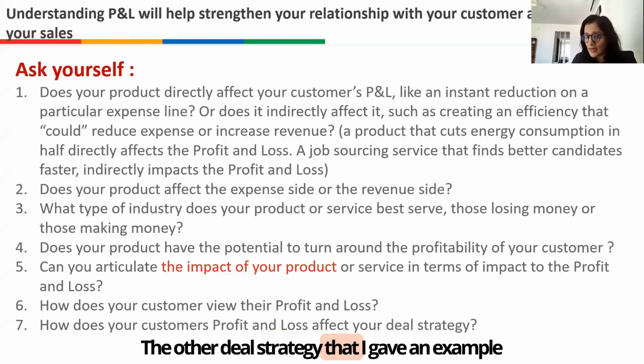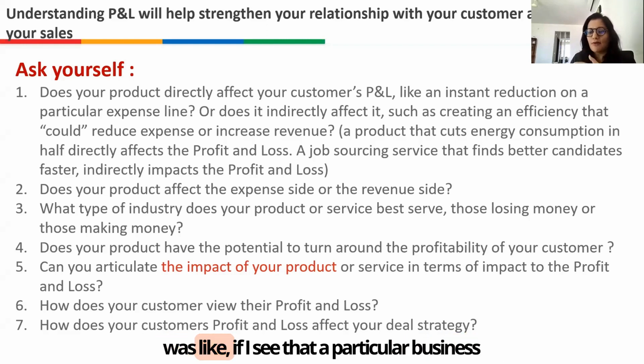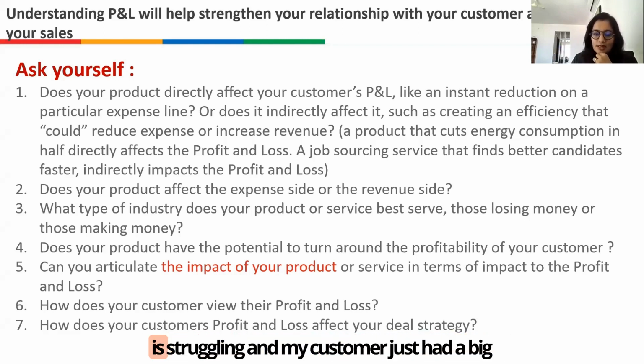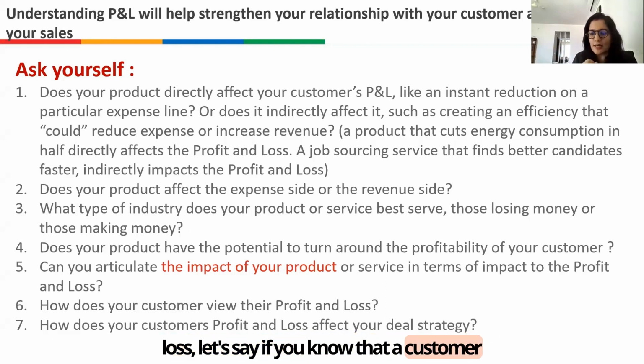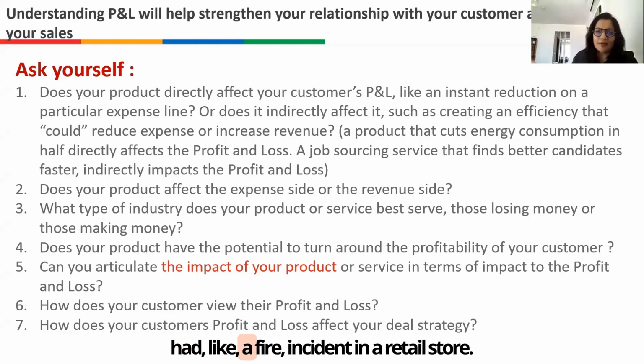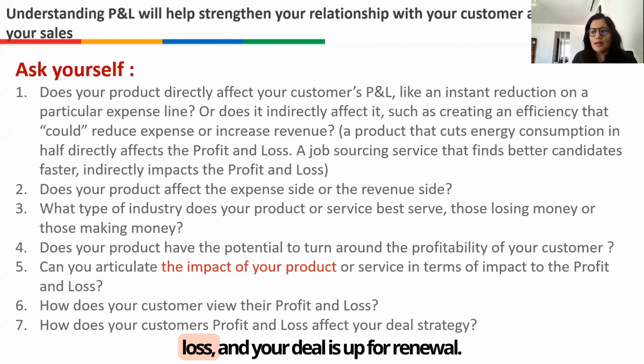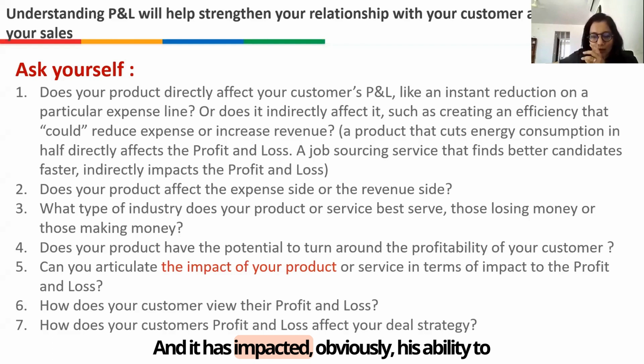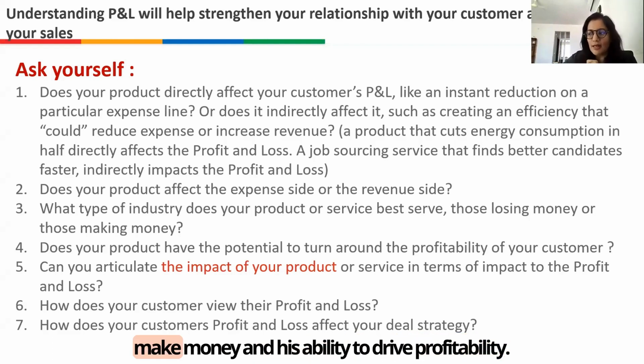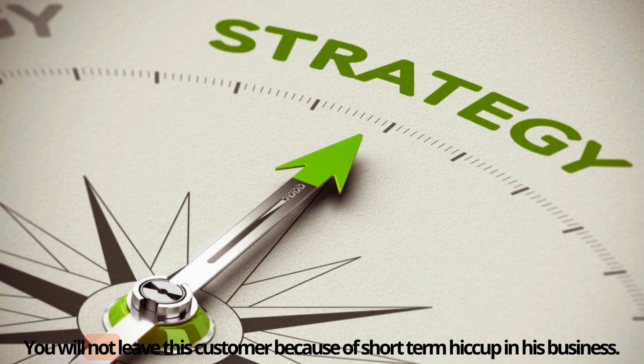The other deal strategy that I gave an example was like, if I see that a particular business is struggling and my customer just had a big loss. Let's say you know that a customer had a fire incident in a retail store, and he's dealing with a big loss, and your deal is up for renewal. It has impacted obviously his ability to make money and his ability to drive profitability. You will not just leave that customer because it's a short-term hiccup in his business. He's going to bounce back.